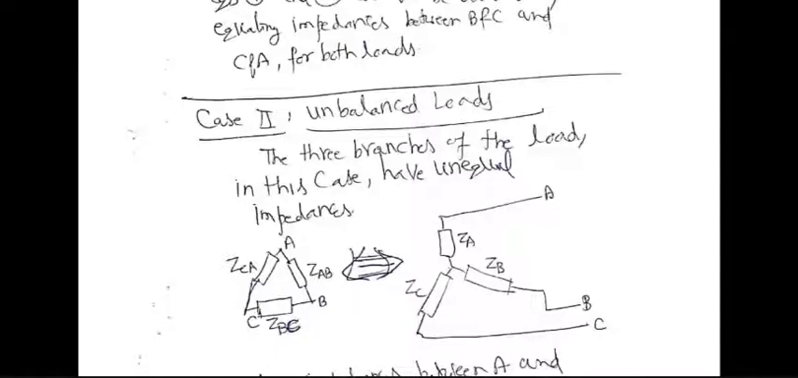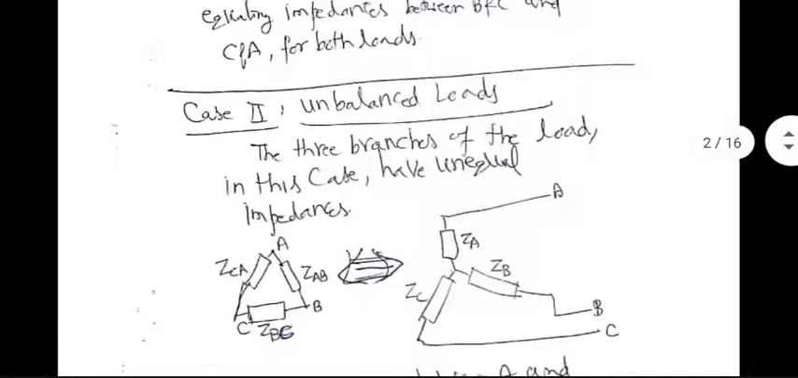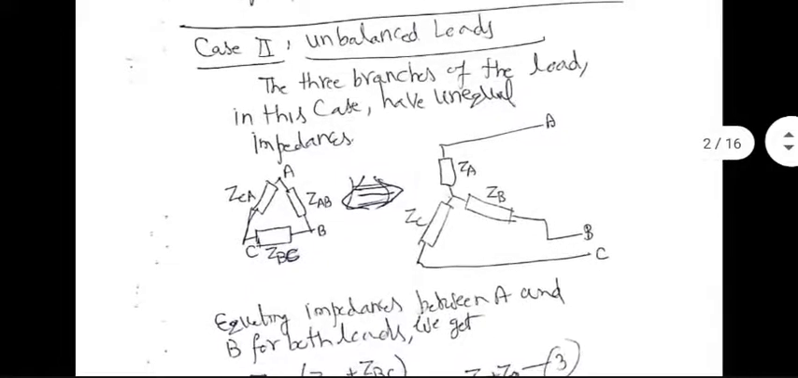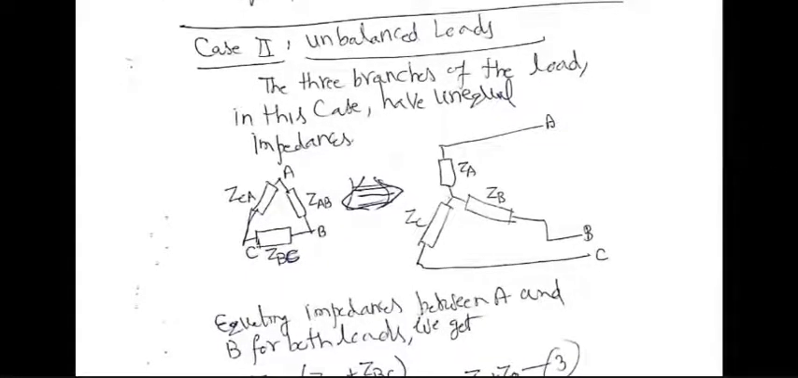So if you are looking at a book, make sure you understand the notations they are using versus what I am using. Now, the equivalent star load, I'm assuming, will have ZA in the top branch, ZB in the right lower branch, and the other one is ZC. A, B, C terminals are still the same in both cases. So the theory is the same.